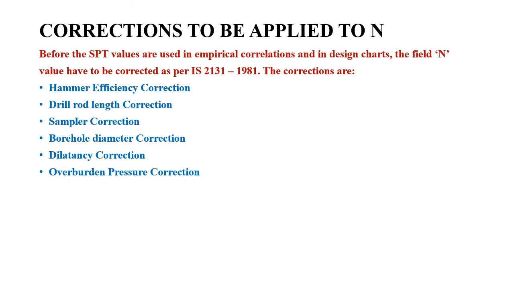That is the N value for this 300 mm penetration at this particular depth, the observed N value. That N value cannot be directly applied in the design or in any other equation. Basically you will have to correct that N value. Only after finding out the corrected N value can you apply it in any equations or correlations to find other soil properties. These are the corrections which are mainly applied: hammer efficiency correction, drill rod length correction, sampler correction, borehole diameter correction, dilatancy correction, overburden pressure correction. One by one we will see what these corrections are.